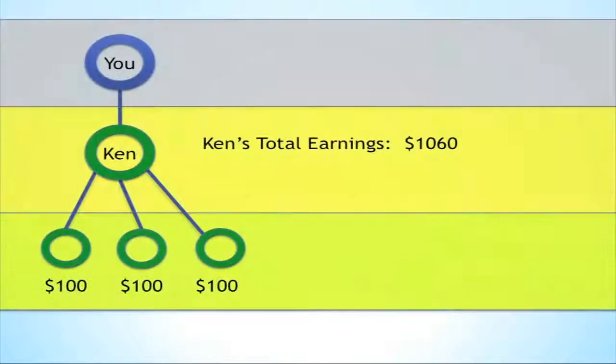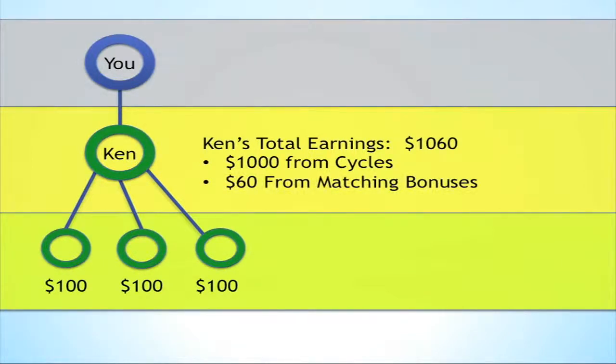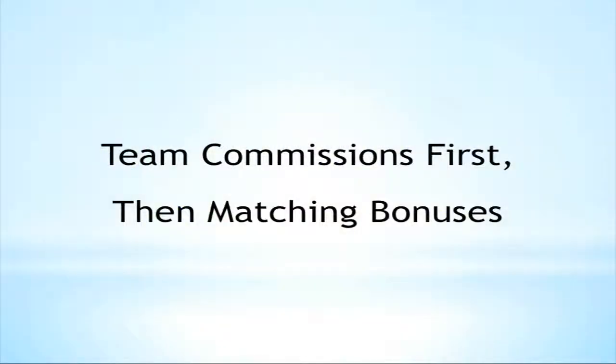So, if we looked at our previous example, even though Ken's total check would have been $1,060, you would only receive matching bonuses on $1,000 of that amount, since the $60 represents Ken's matching bonuses. Another way of thinking about this is that the computer calculates team commissions first, then goes back a second time and determines all the matching bonuses off that first independent commission run.